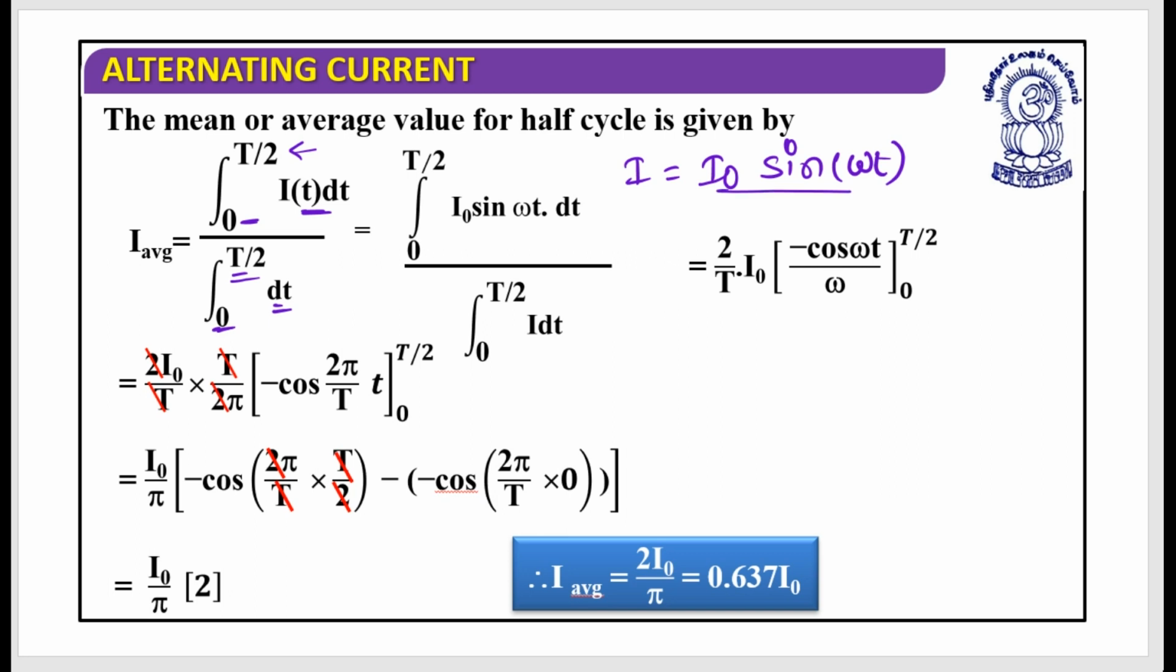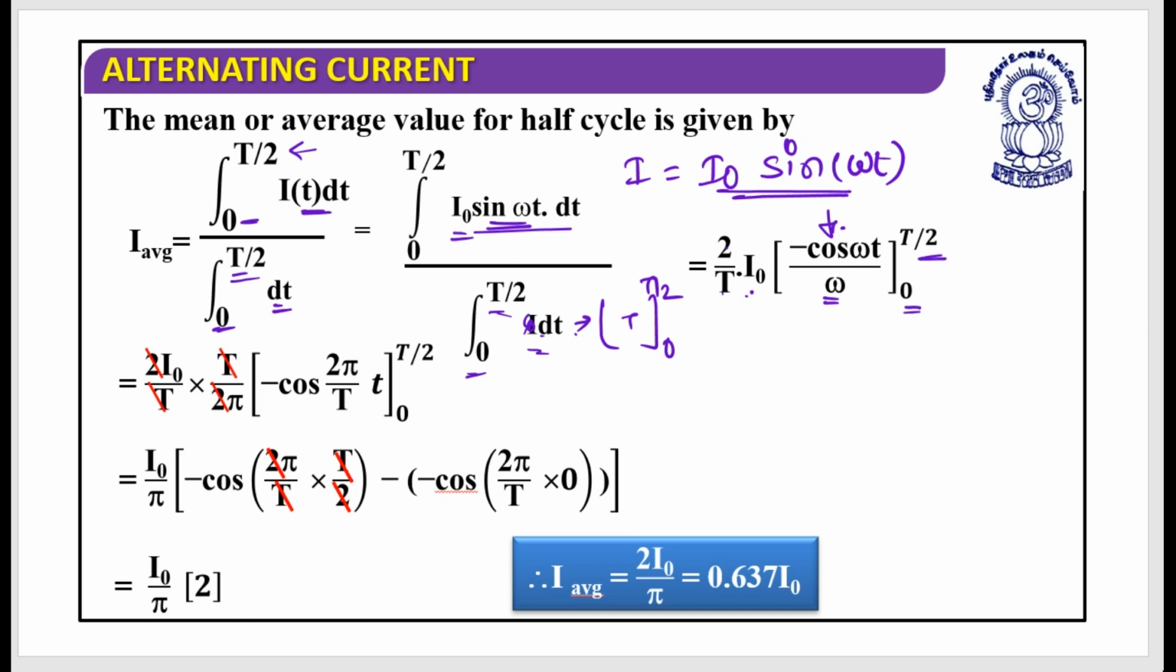I will write it as the integral of I naught sine omega t dt, divided by the integral from 0 to T by 2 of dt. The integration of dt is t from 0 to T by 2, so this is 2 by T multiplied by I naught as a constant. Now the integration of sine omega t with respect to t: integration of sine is minus cos, divided by omega, by the chain rule. It's minus cos omega t from 0 to T by 2.